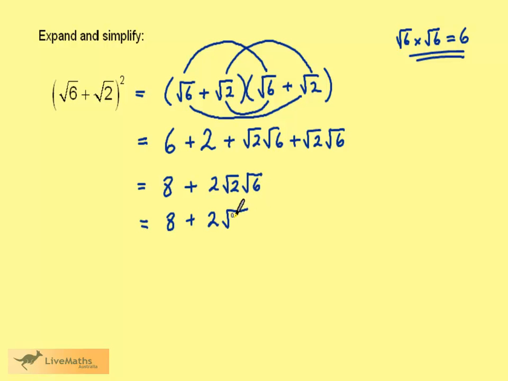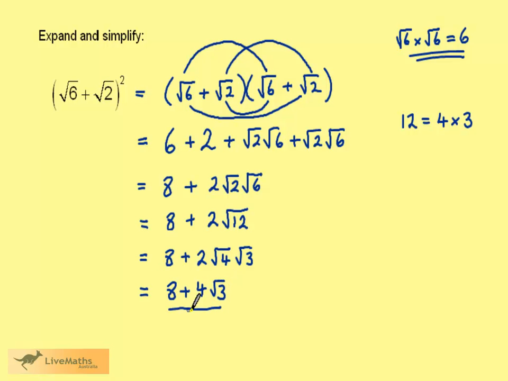Root 2 times root 6 could be written as root 12. And 12 is equal to 4 times 3. So we have 8 plus 2 times root 4 root 3. The square root of 4 is 2, so we have 2 times 2 times root 3, which is 4 root 3.